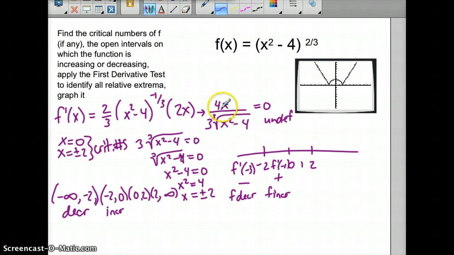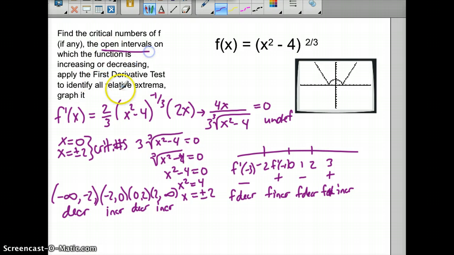Plugging in a 1 into the derivative, positive on top, negative on bottom, we'll have a negative, so my function's decreasing. And then if we plug a number like 3 into the derivative, positive on top, positive on the bottom, positive divided by positive means my derivative's positive. So my function's increasing for that last interval. Remember, it does not always alternate. We might get decreasing, so that would mean negative 2 is not anything special.